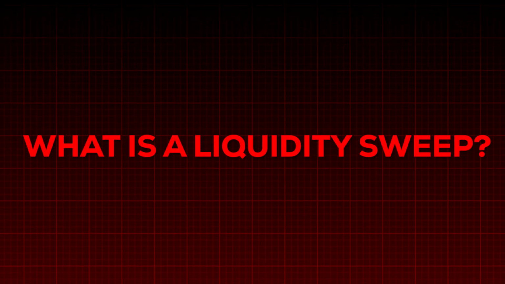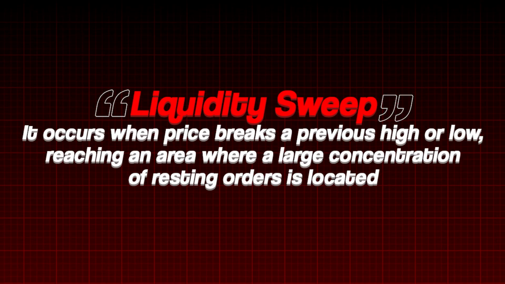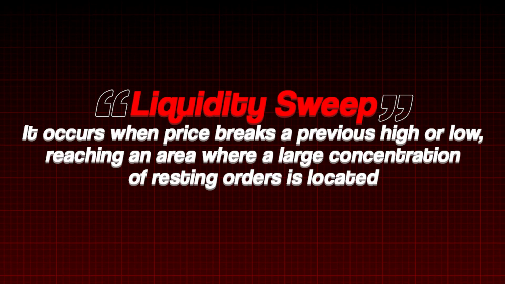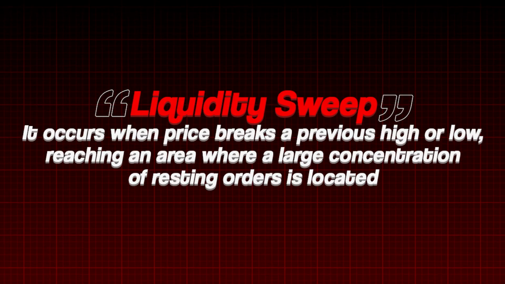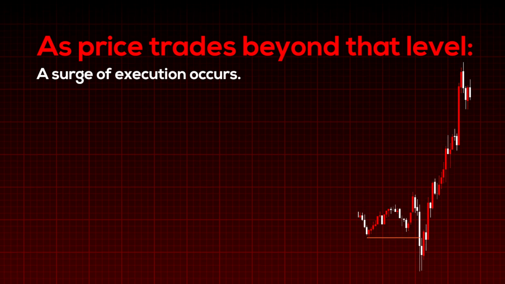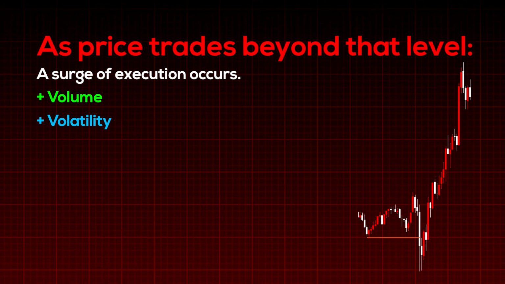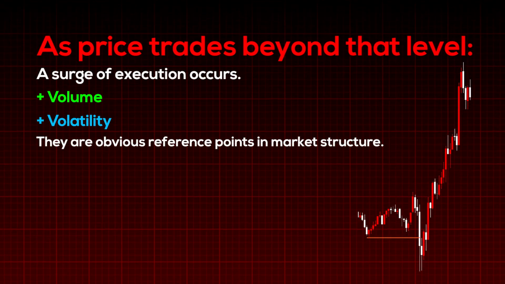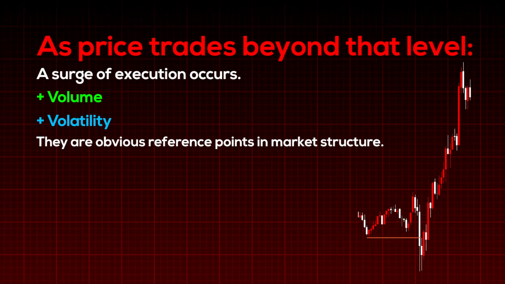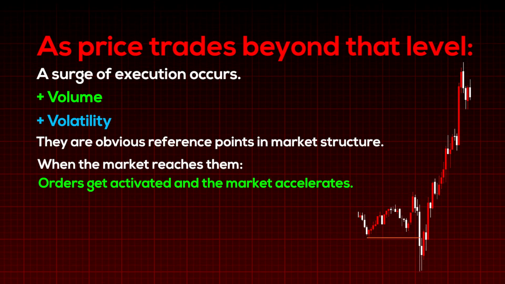What is a liquidity sweep? A liquidity sweep occurs when price breaks a previous high or low, reaching an area where a large concentration of resting orders is located. As price trades beyond that level, a surge of execution occurs, increasing short-term volume and volatility. These levels tend to attract liquidity because they are obvious reference points in market structure. When price reaches them, orders get activated and the market temporarily accelerates.